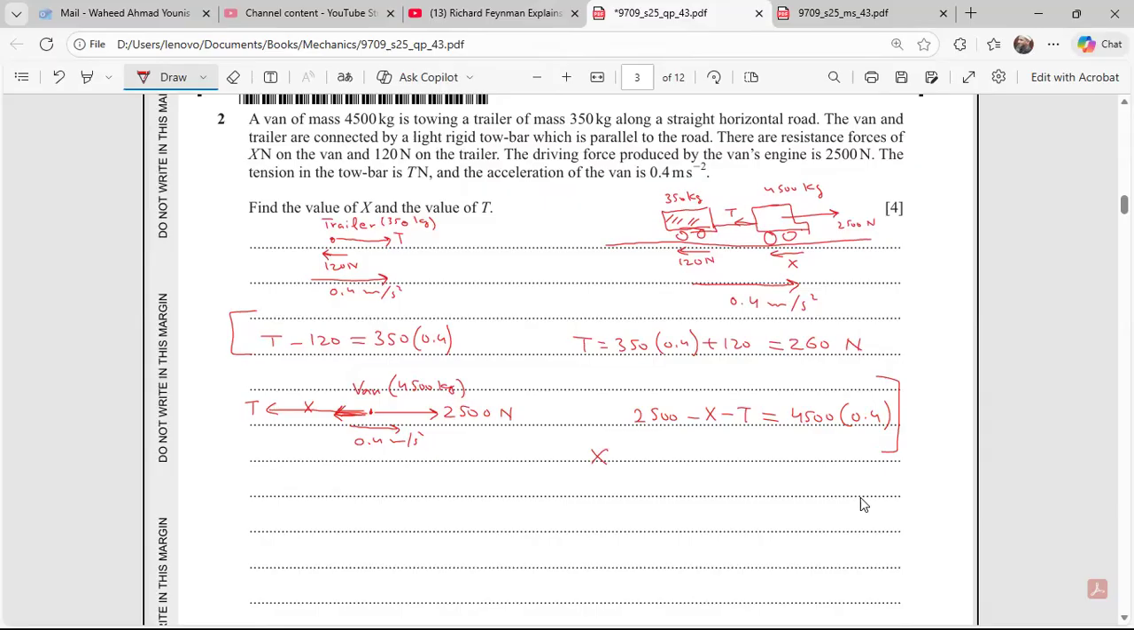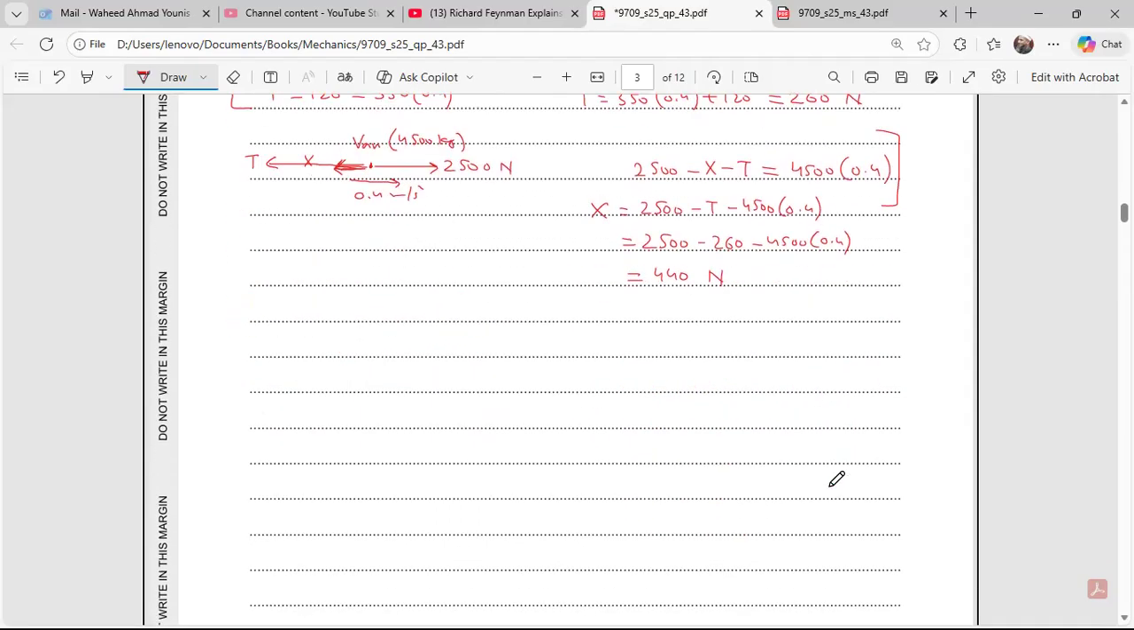You can see that X is equal to 2500 minus T and minus 4500 times 0.4. And we know the value of T, yeah, 260. So 2500 minus 260 minus 4500 times 0.4, and this all comes out to be 440 Newton. Okay, so this is our solution. We found the values of X and T.